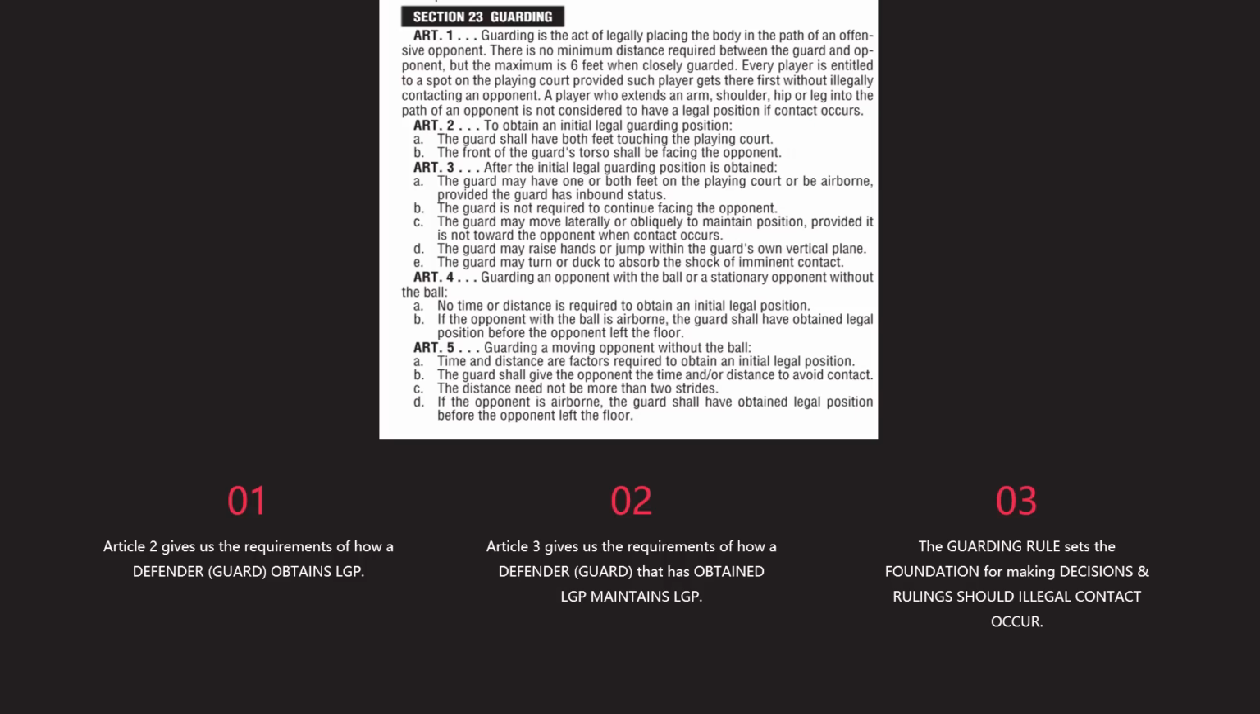Pretty much, guards can do anything after they have obtained legal guard position to maintain it, other than cause the illegal contact. The guarding rule sets the foundation for making decisions and rulings should illegal contact occur. And one of these decisions is going to be whether we have a blocking foul or charging foul.